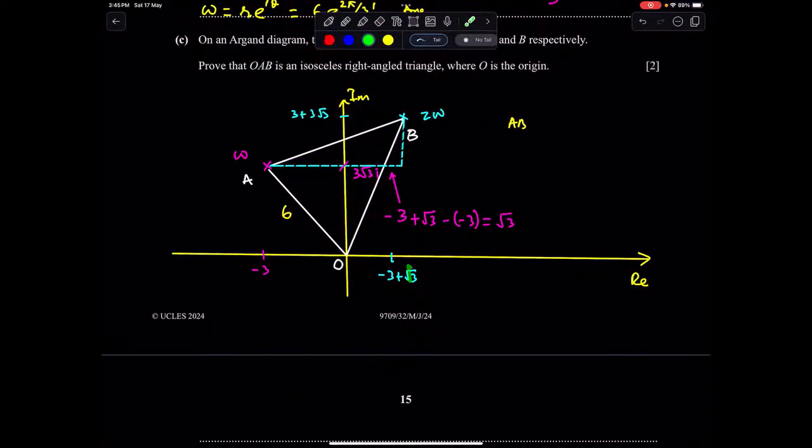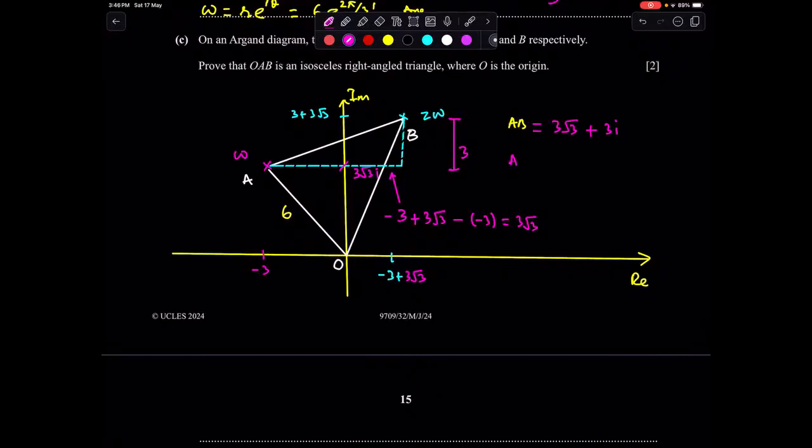Let me do one correction. This is 3 root 3. So 3 root 3 minus 3 will give you 3 root 3. And this is very simple. This minus this will give you 3. So this vertical length is 3. So AB is 3 root 3 plus 3i.